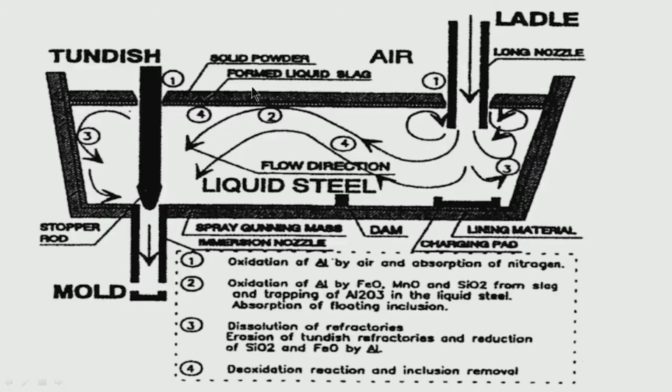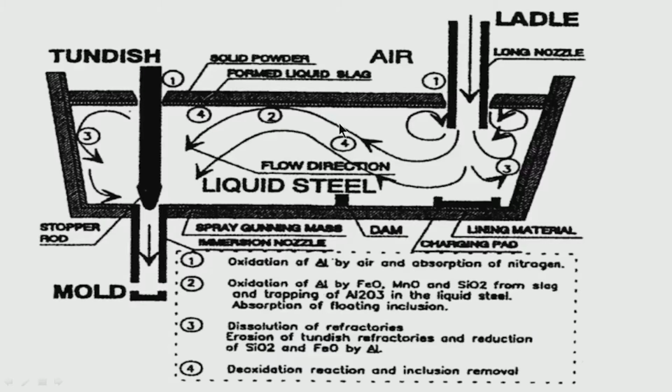Then at the slag liquid steel interface, there is a possibility of reoxidation of aluminum again if you have constituents like FeO, iron oxide, manganese oxide, silicon oxide in the slag. Like I have mentioned, in the ladle the slag should be basic and there should be less amount of iron oxide, manganese oxide, silicon oxide, so that there is no reoxidation. Here also there should be less reoxidation.